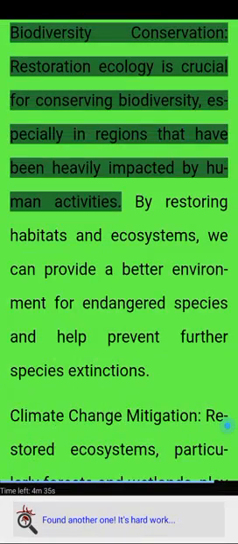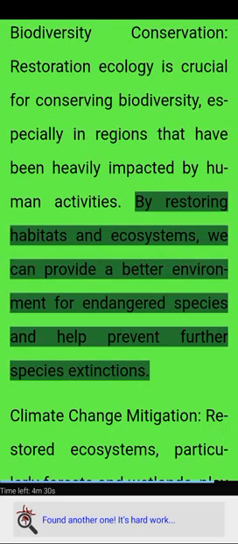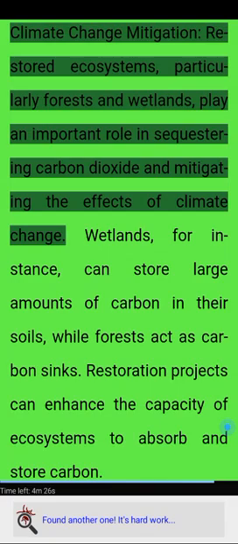Importance of restoration ecology. Biodiversity conservation. Restoration ecology is crucial for conserving biodiversity, especially in regions that have been heavily impacted by human activities. By restoring habitats and ecosystems, we can provide a better environment for endangered species and help prevent further species extinctions.